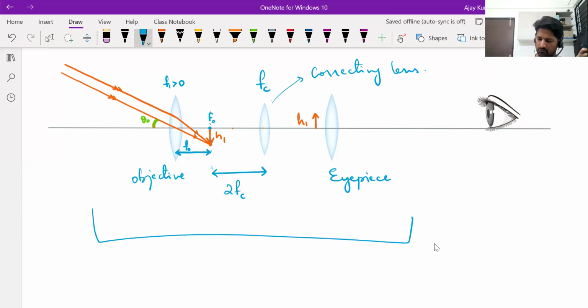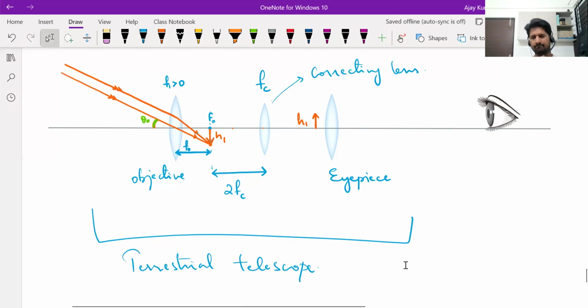This kind of telescope is called a terrestrial telescope. Binoculars. Okay, so the final image that you see is an upright image. I'm not drawing the complete ray diagram, but did you understand what happens or not?